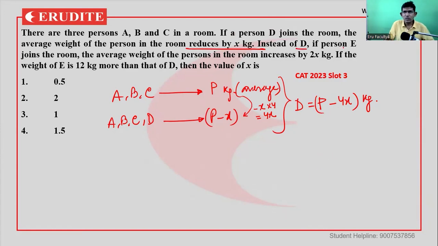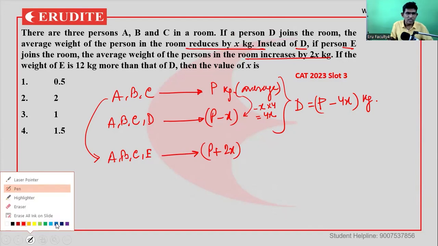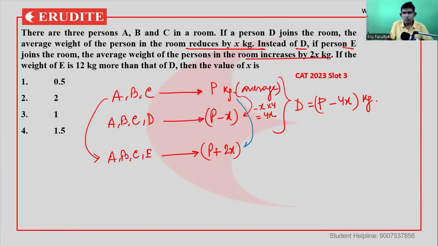On the other hand, instead of D, if E joins the room, the average would have increased by 2x kg. So if E joins here, then the new average would have been P plus 2x kg, right? That means in this case, the average has increased by 2x kg. That means E is bringing in more weight than P.